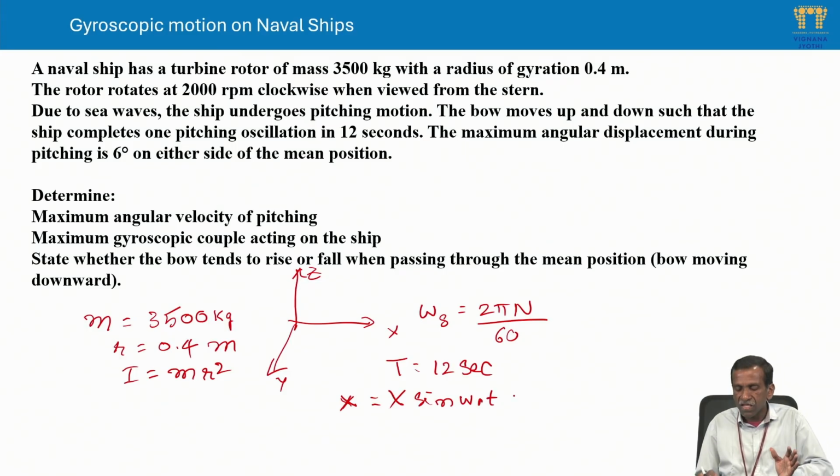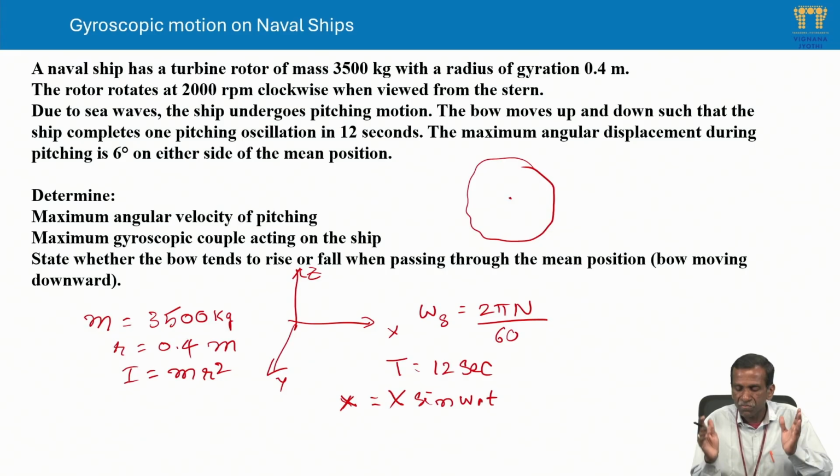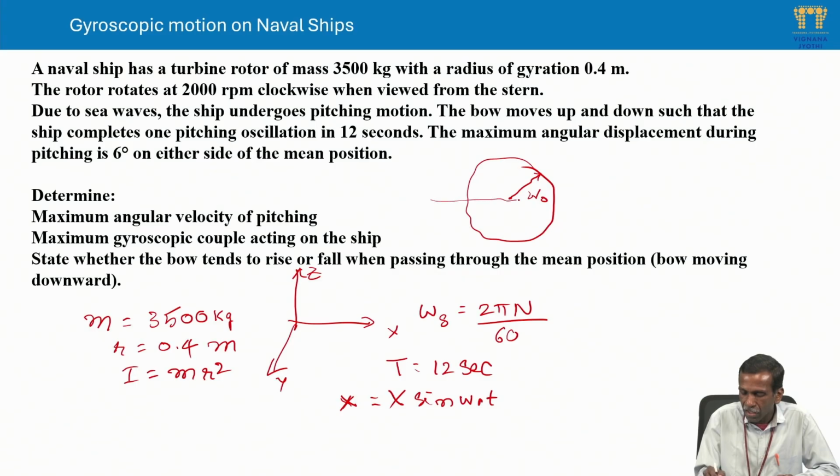Are you able to understand? Here omega naught is the simple harmonic motion angular frequency. We can assume a body making circular motion, let us say, for the oscillation. So it is rotating with angular velocity omega naught. The radius of this circle will give the maximum amplitude, and if you project this point on the mean position line, then this is the amplitude at any rotation.